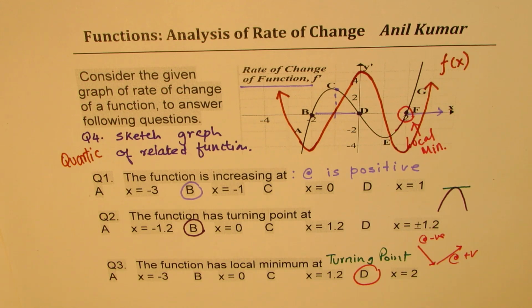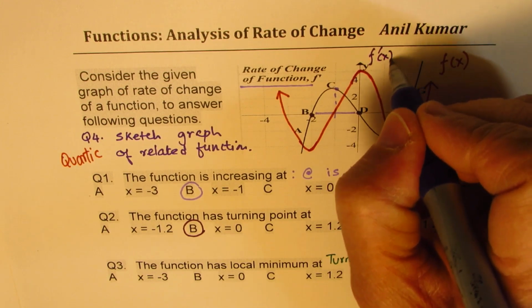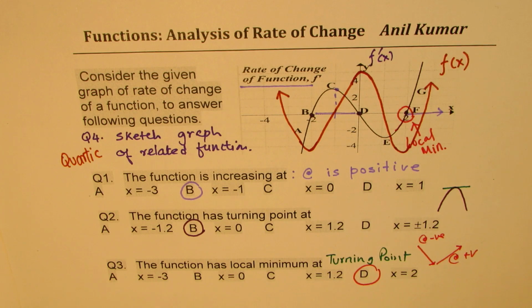Now this question is very important even for the students who are doing calculus, right? So we are basically analyzing the derivative of the function and we are trying to figure out what the function could have been like, right? So I hope that makes sense and helps you.